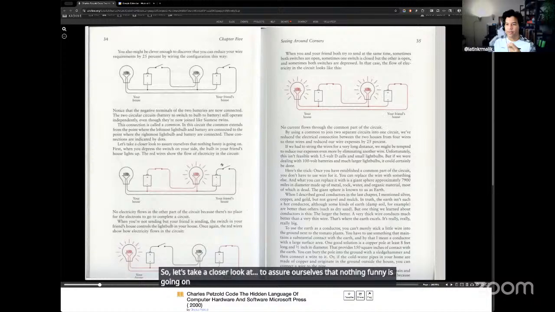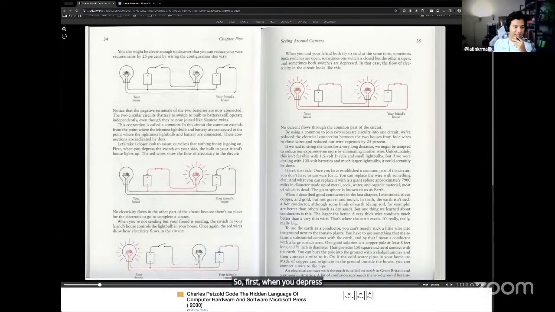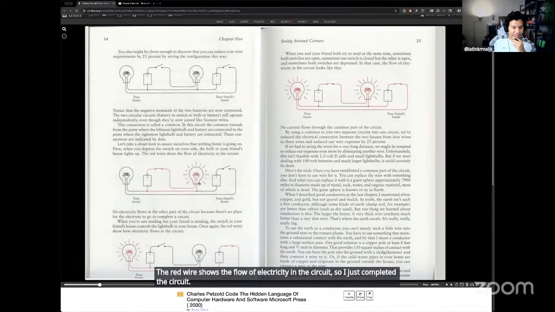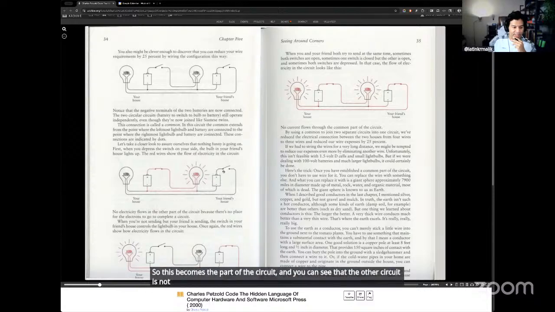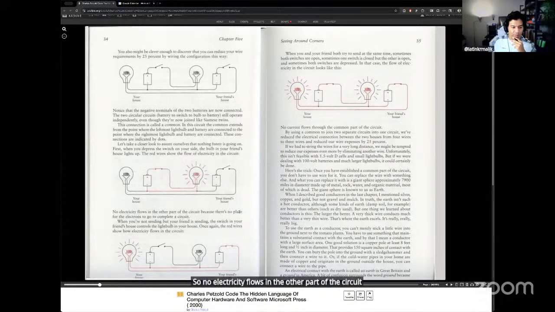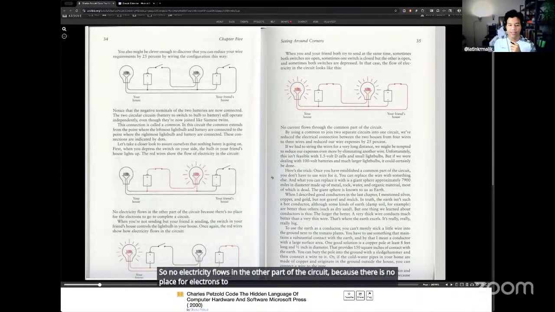It will show us what happens when a circuit becomes active. First, when you depress the switch on your side, the bulb in your friend's house lights up. The red wire shows the flow of electricity in the circuit. So I just completed the circuit, and this becomes the part of the circuit. You can see that the other circuit is not active because it is not complete. So no electricity flows in the other part of the circuit because there is no place for electrons to go to complete a circuit.